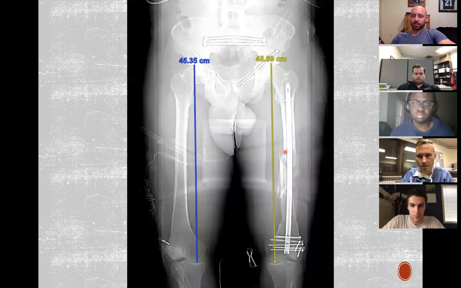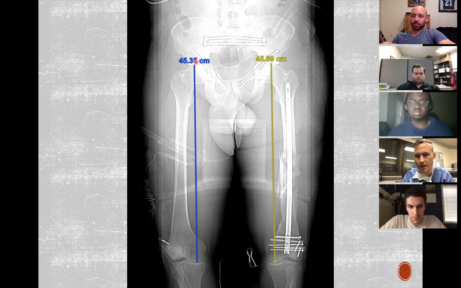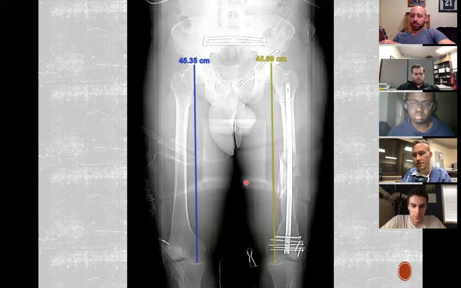So we get a scout image and we look at the intact femur, measuring from the very top of the femoral head to the very bottom of the medial femoral condyle was 45.3 centimeters on the intact side. And we put this patient at 45.9 centimeters on the injured side. Within 1 centimeter, basically at half of a centimeter. So I think we did pretty good there.